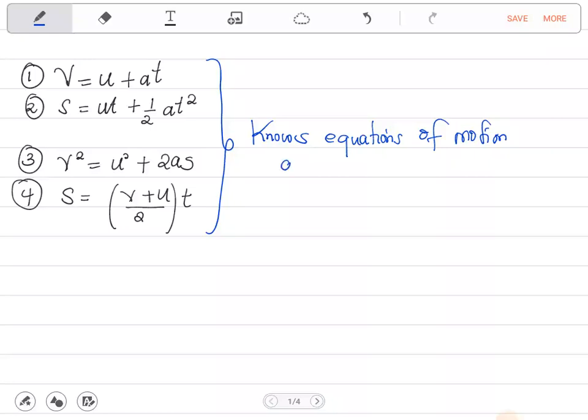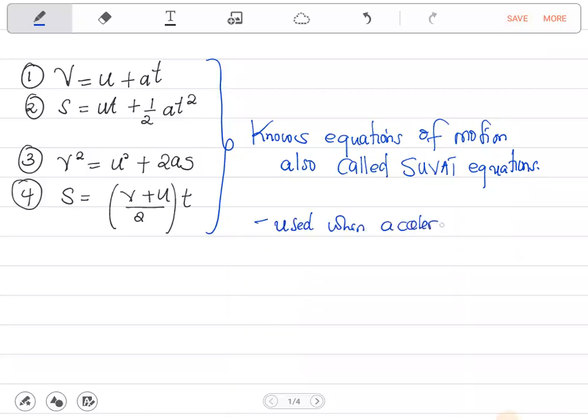These are also called the SUVAT equations. They are also known as what? SUVAT equations. Now, these equations are usually used when acceleration is constant. In most cases, they are used when acceleration is constant.